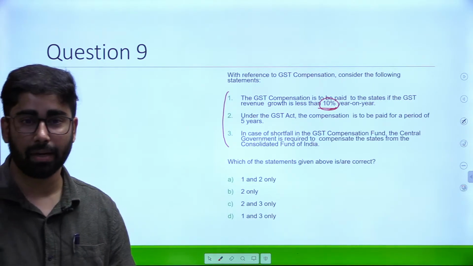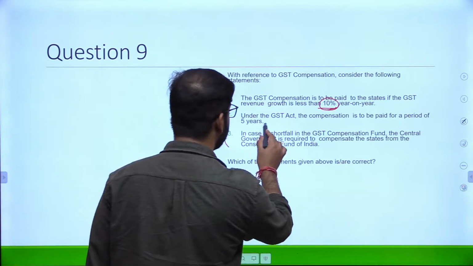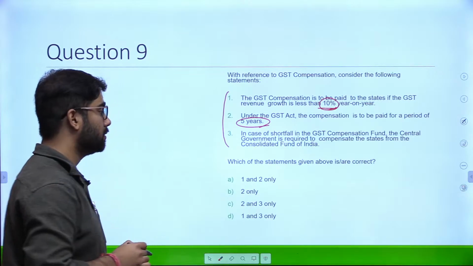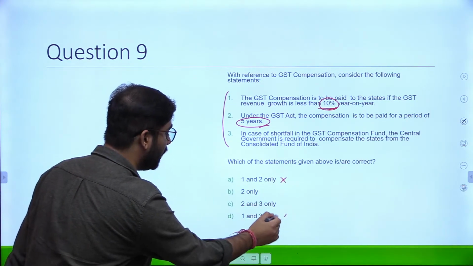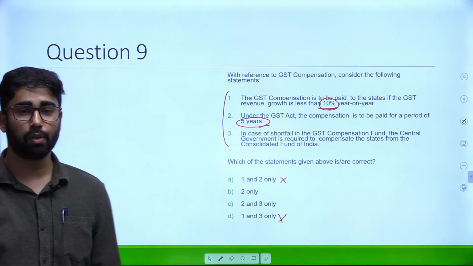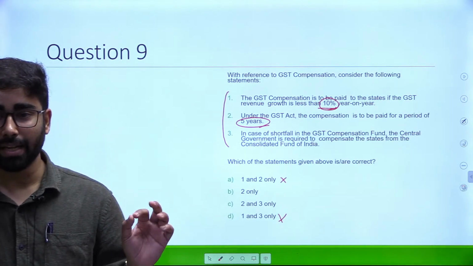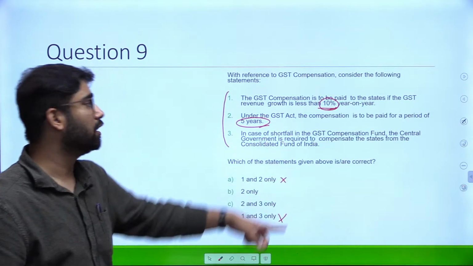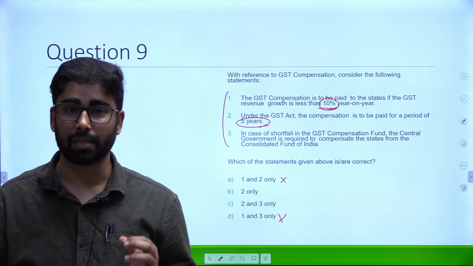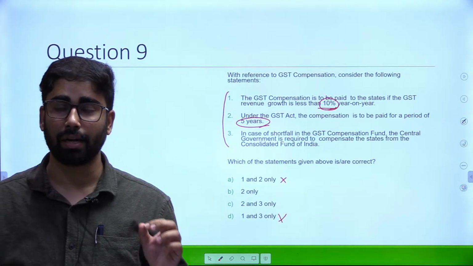The second statement is correct because it was promised for a period of 5 years. The second statement is correct, first is incorrect. So we can eliminate option A and option D. Now we are left with options B and C. Now the main statement to be seen is whether, in case of shortfall of the GST compensation fund, the central government is required to compensate the states from the Consolidated Fund of India.